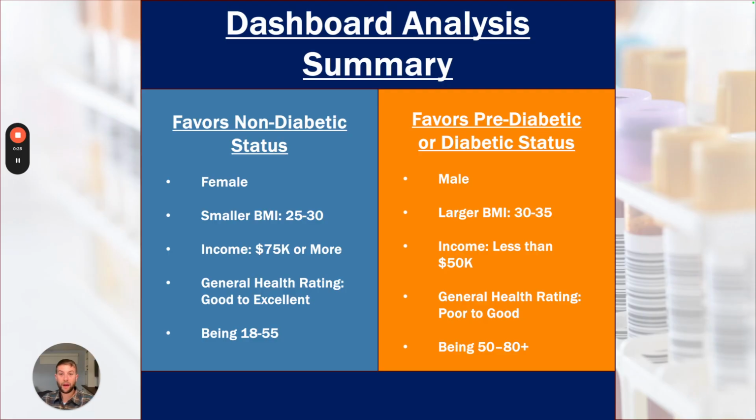Favoring a pre-diabetic or diabetic status constitutes being a male with a larger BMI in the range of 30 to 35, having an income level of less than $50,000, a self-reported general health rating of poor to good, and being between 50 to 80 plus years of age.